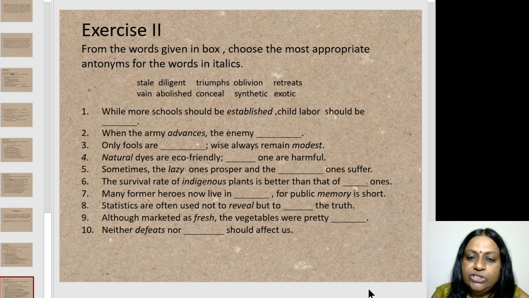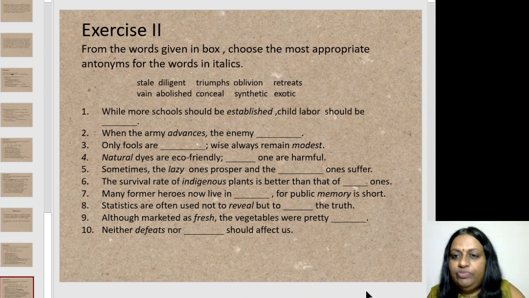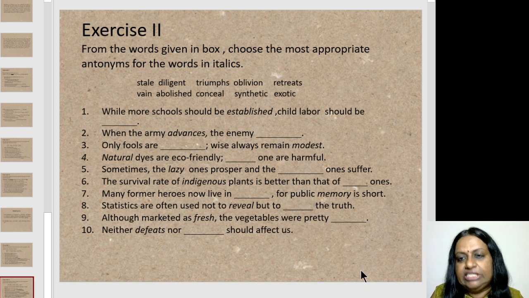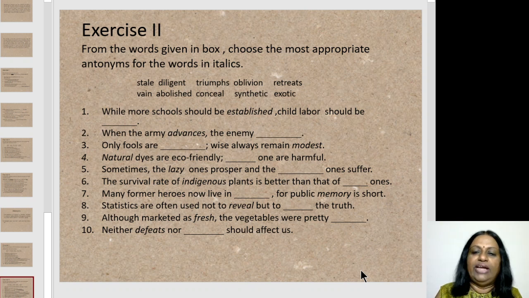Let's look at sentence 2. When the army advances, moves forward, the enemy, what does it do? Retreats, goes back. Okay, so what happened in China? We all know what happened recently.